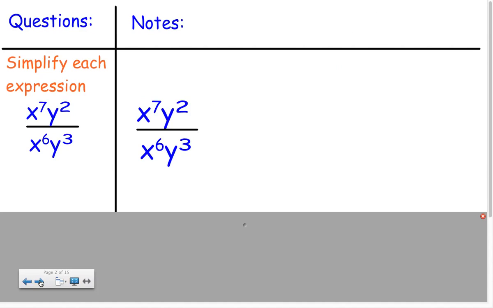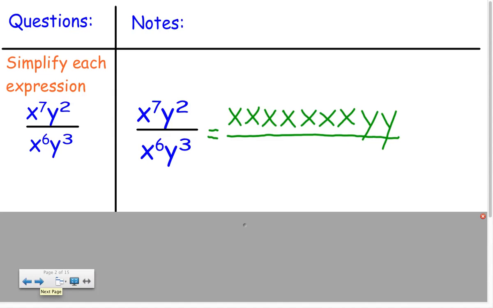So we have x to the 7th times y to the 2nd divided by x to the 6th times y to the 3rd. Now just like when we multiplied monomials, we are going to expand each one of these. On the top I have x to the 7th, so that means there are 7 x's. And y squared, so there's 2 y's. Then on the bottom, I have 6 x's. And keep in mind these are being multiplied. I'm just not putting all the dots in between, and 3 y's.